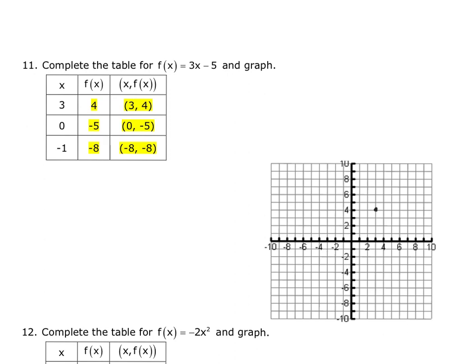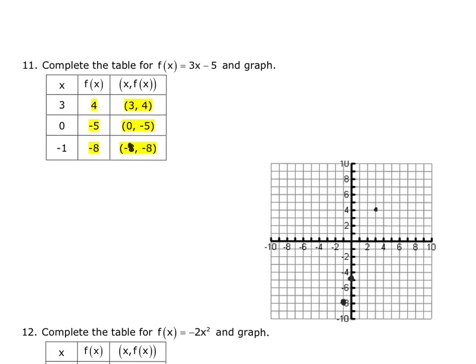Now, my next point is (0, -5). 0 on the x-axis means essentially we're staying on the y-axis, and then we go down 5. And that's where I'm going to make another point. My last point is (-1, -1). Oops, typo. That would be -1, not 8. (-1, -8) gives me a point here.